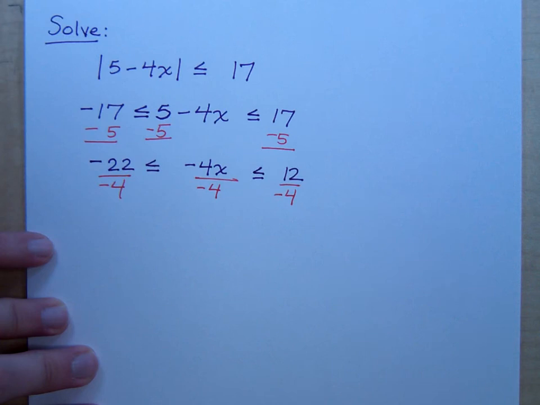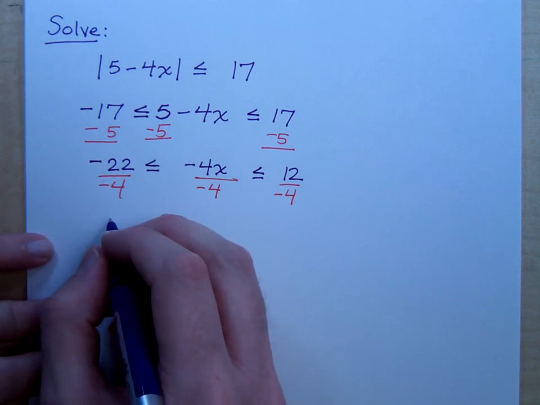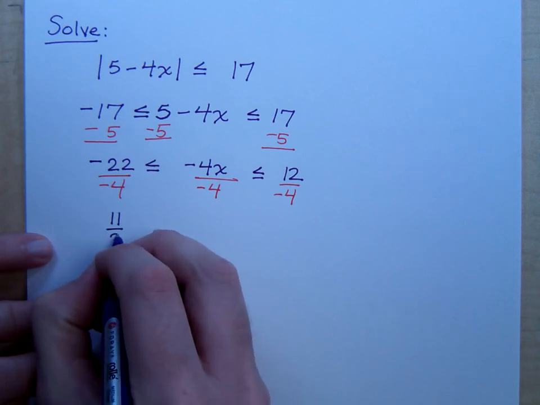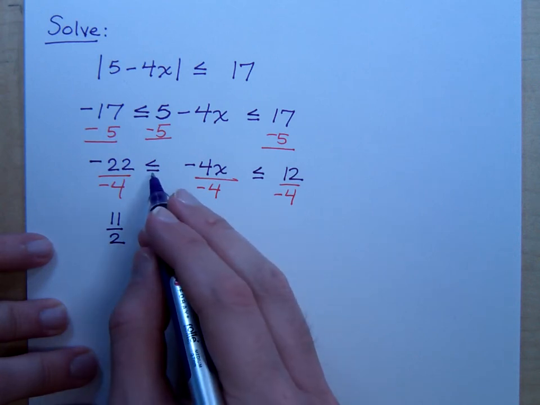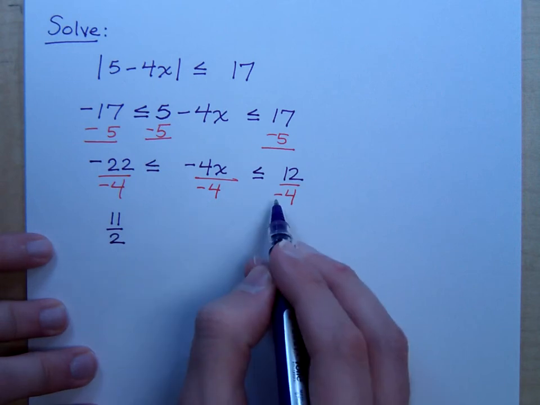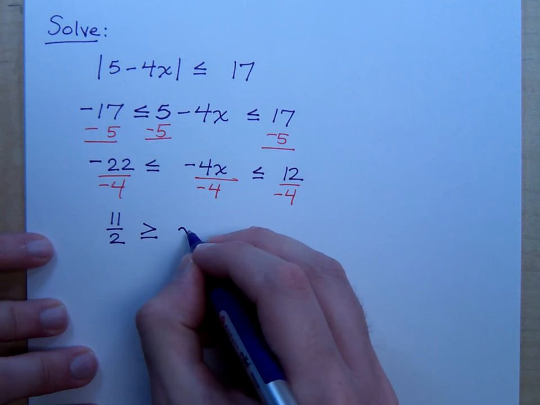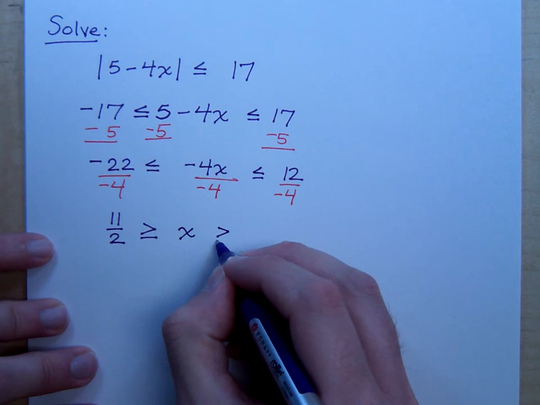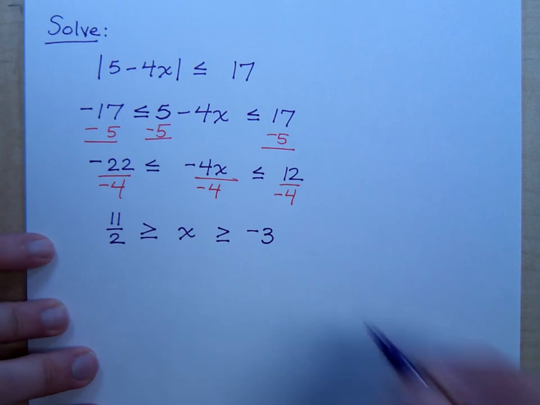So what happens with negative 22 over negative 4? It becomes a positive 22 over 4, but when you reduce that, you get what? 11 halves. You get 11 halves, then what? But it was less than. How did it become greater than? I divided by negative, so this becomes greater than what? It's just x, right? And over here, it's also going to be greater than what number? Greater than or equal to negative 3.